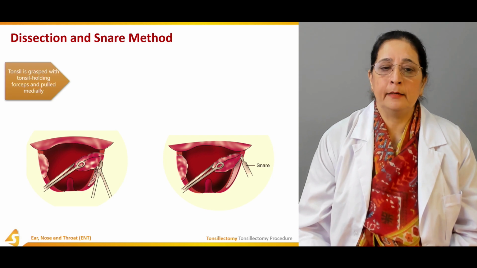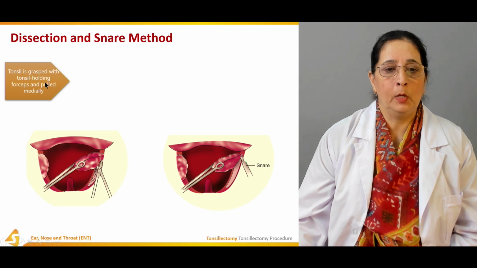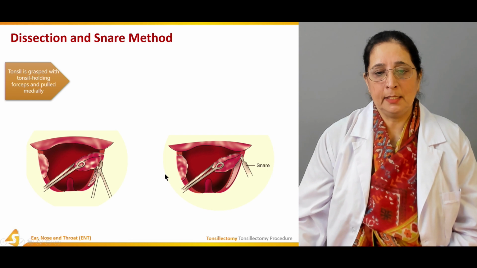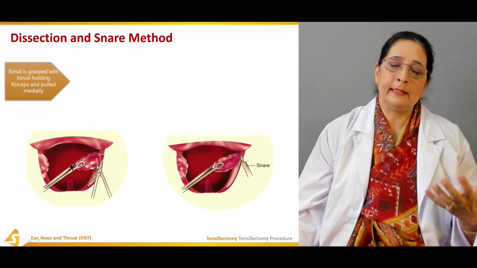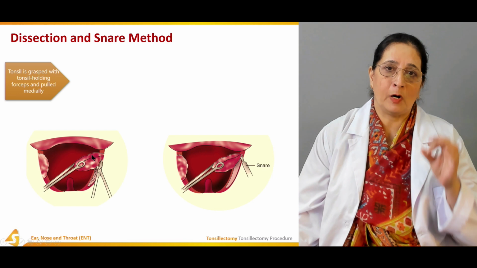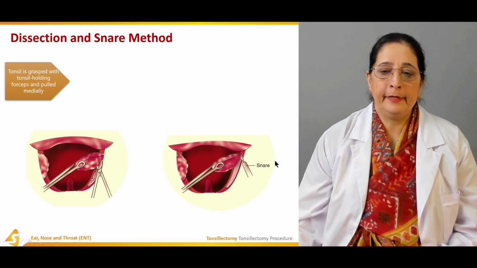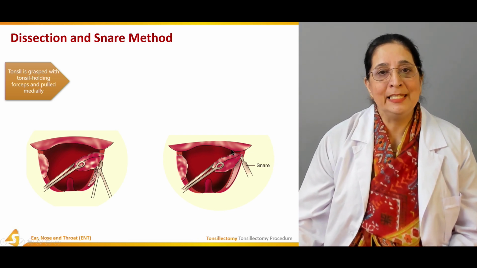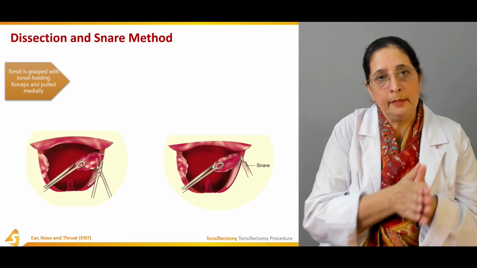Dissection and snare method. The tonsil is grasped with tonsil holding forceps and pulled medially. Here you can see the tonsil holding forceps, just like a regular sponge forceps, which has a blunt rounded end. You hold the tonsil with the forceps and pull it medially. Medial is towards the midline, so you pull it towards the midline.